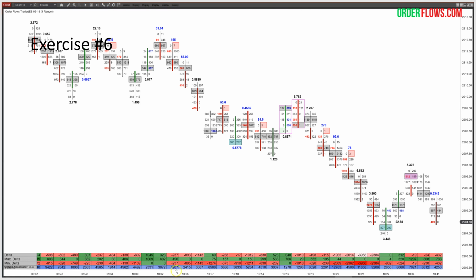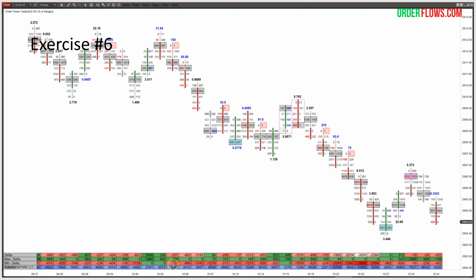I wouldn't consider this a delta reversal bar. It went from plus 490 to minus 237. While those are extremes in this bar, if it was like positive 1490 to minus 1237, yeah, I'd consider a reversal.